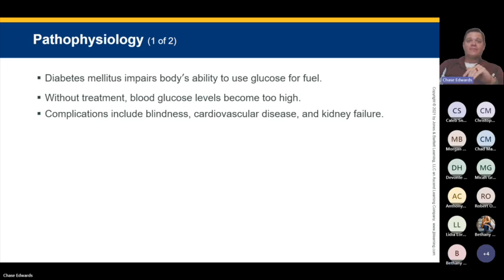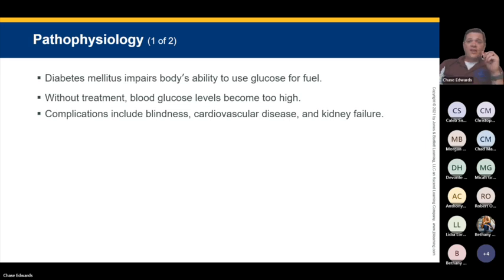Death is usually not good. So if it's not managed well, it can have severe complications. Some of the complications from poor management of diabetes mellitus are blindness, cardiovascular disease, kidney failure, stuff like that.